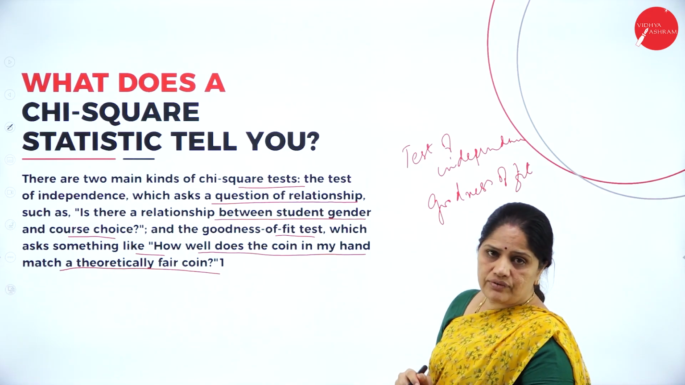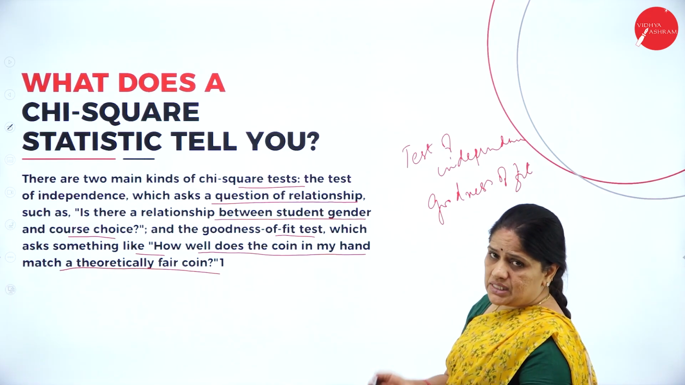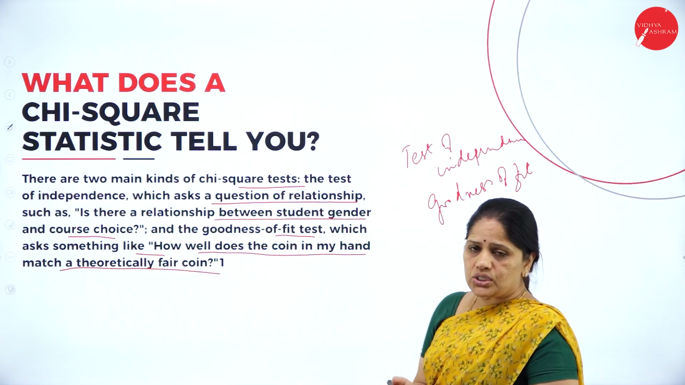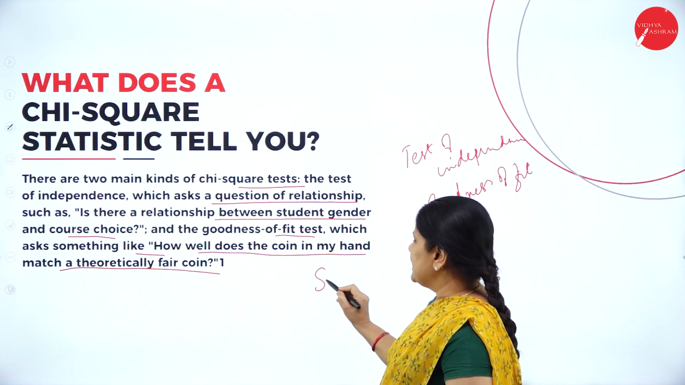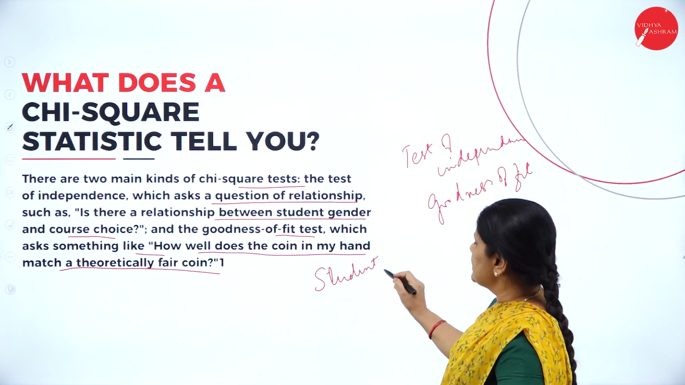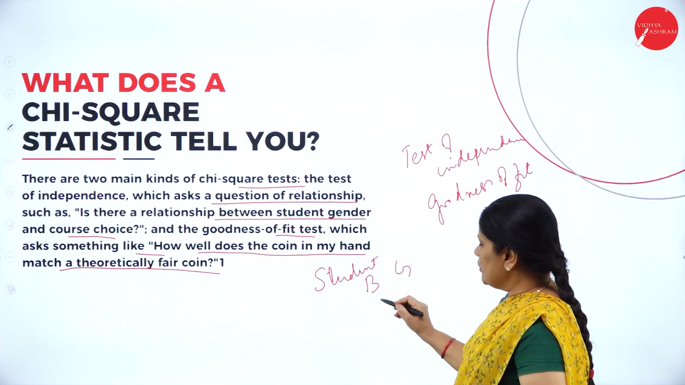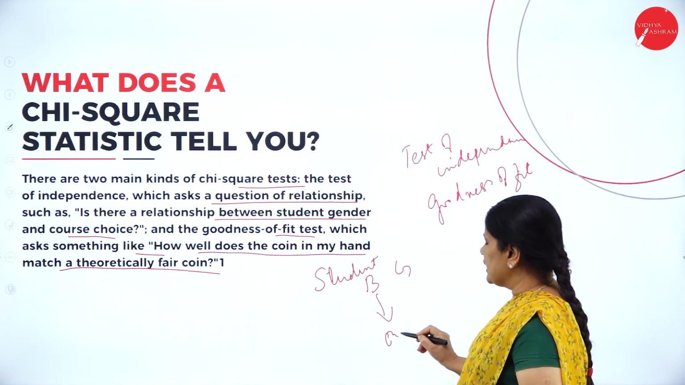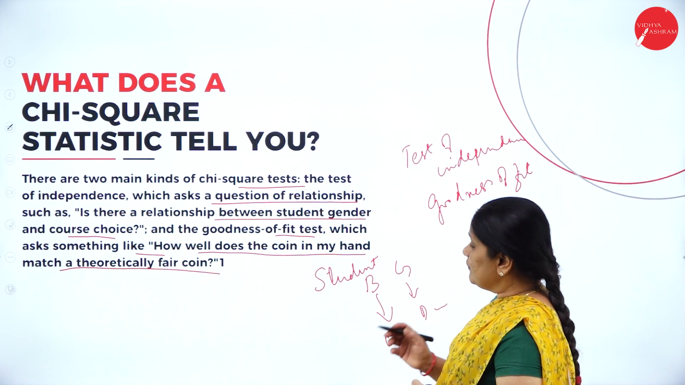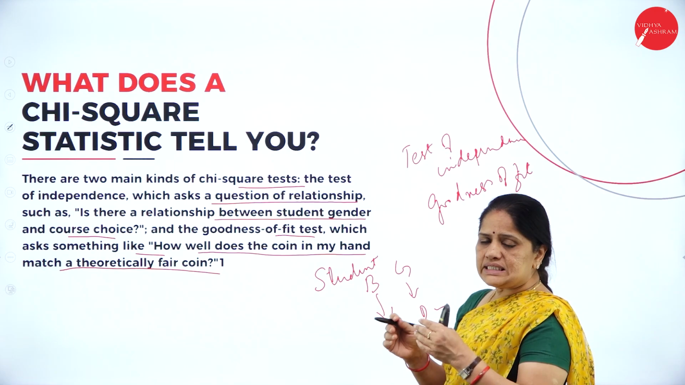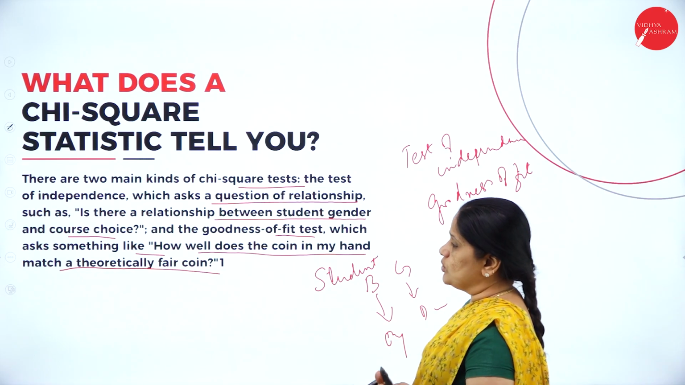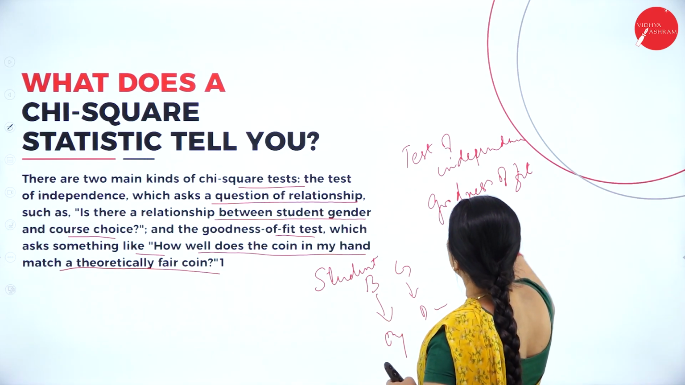Now, what is this test of independence? For example, is there a relationship between student gender and the course choice? Will the student gender affect the choice of the course? Suppose the student is a boy or a girl. If it is a boy, they go in for the engineering course, and if it is a girl, they go in for the MBBS course. So, we can have a study of whether the gender of the student makes a difference in the choice of the course.